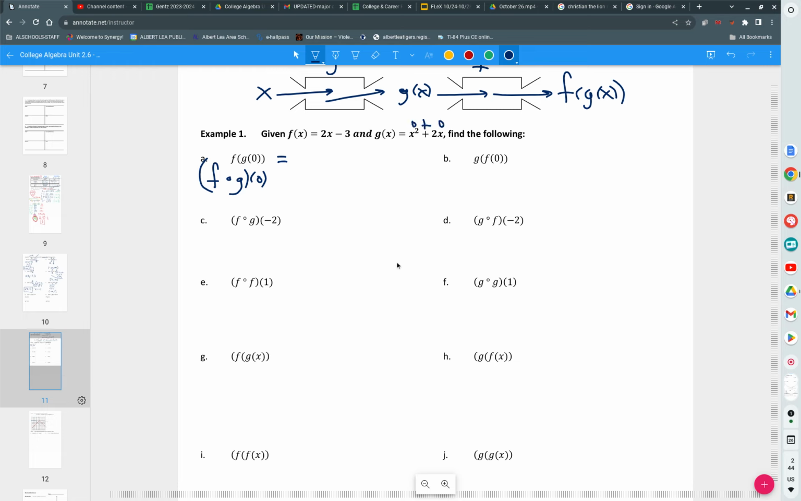I get 0. So it becomes then f of 0 because 0 was that output. I then take 0 and plug it in for f, and I get -3.